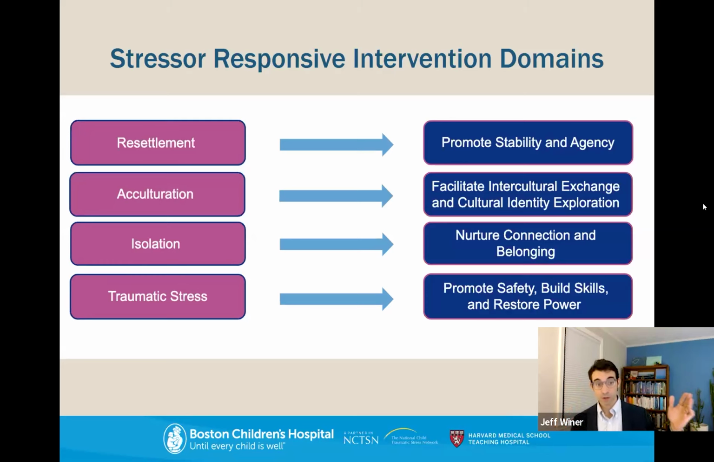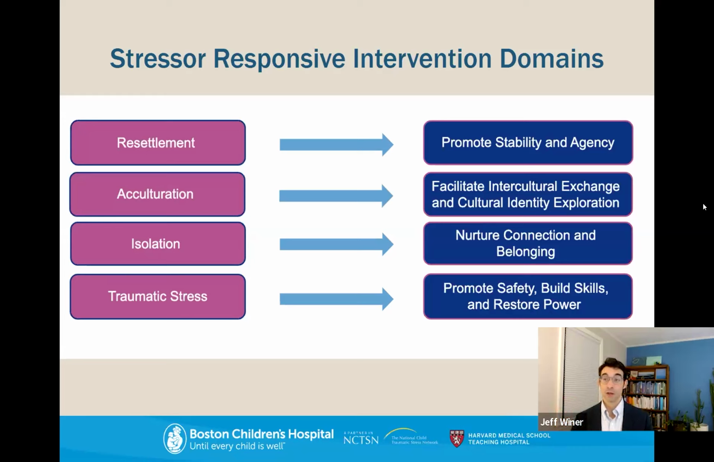So on the left, resettlement, acculturation, isolation, and traumatic stress, common challenges for refugee and immigrant kids. On the right, for resettlement, a key strategy, in particular for school-based interventions, is promoting stability and agency. For acculturation, we're often talking about facilitating intercultural exchange and cultural identity exploration. And Sarah alluded to this in the intervention she was talking about as well. For isolation, we'll talk about nurturing connection and belonging, and I'll maybe hang on those slides a little longer than the others, because that may be one area we haven't touched on quite as much.